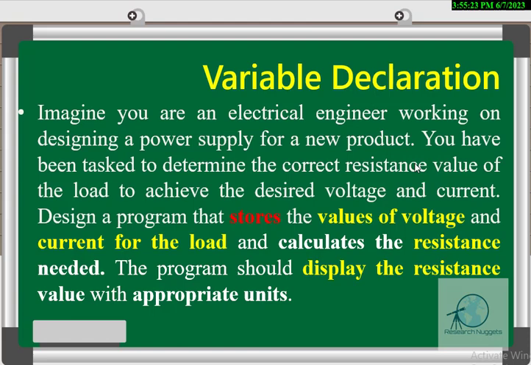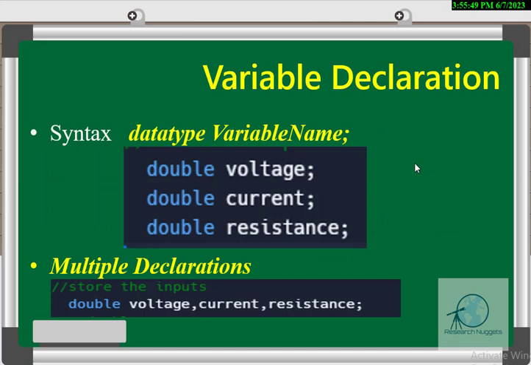From this case study, you'll be required to create a storage location that will store the voltage, a storage location to store the current, and a storage location to store the resistance once it has been calculated, for it to be displayed. How do we declare a variable?